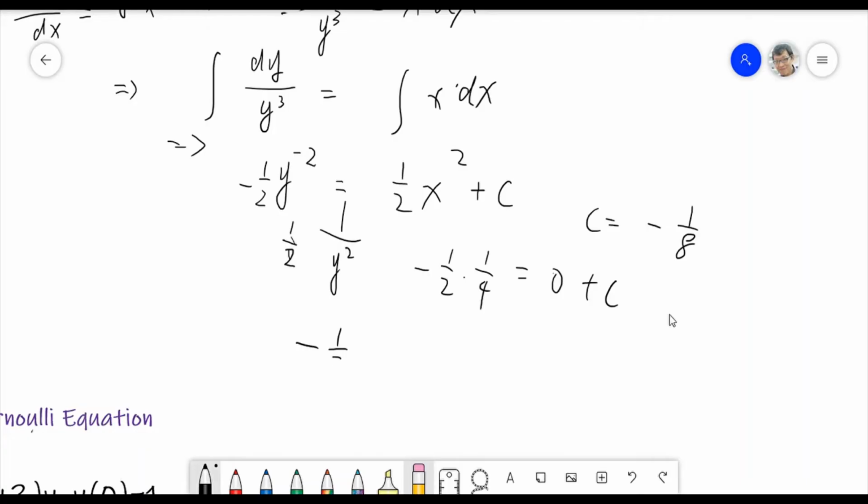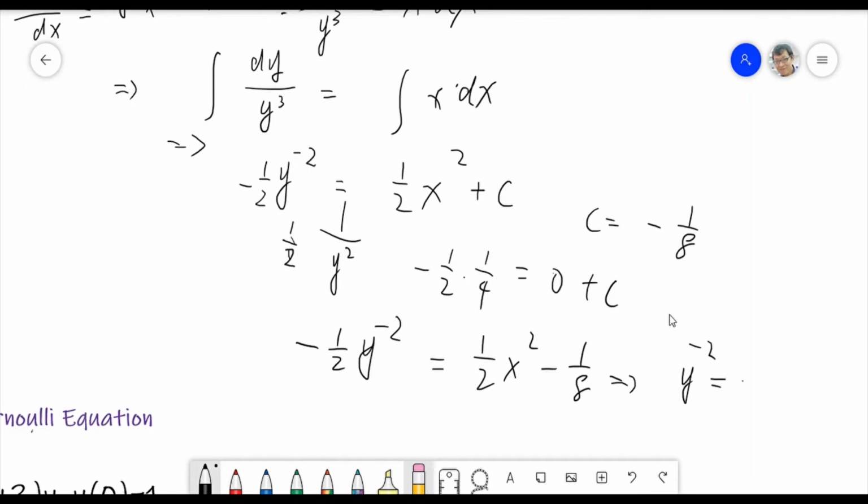Negative 1/2 y to negative 2 equals x squared minus 1 over 8. Of course, you may ask if this can be simplified. I told you, of course they can. If you want to simplify, let's just try. First, simplify by multiplying by negative 1/2. No, times negative 2. So this will be y to negative 2.